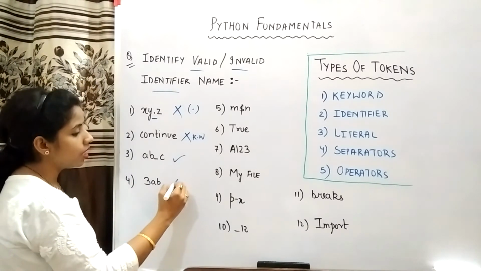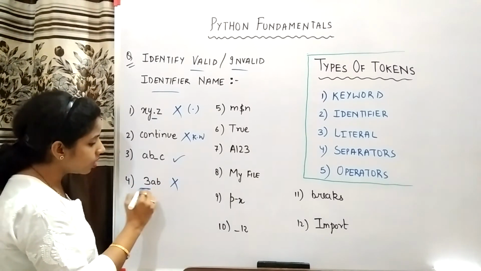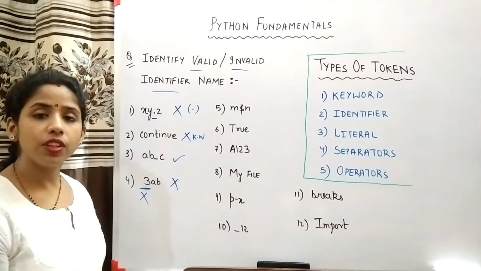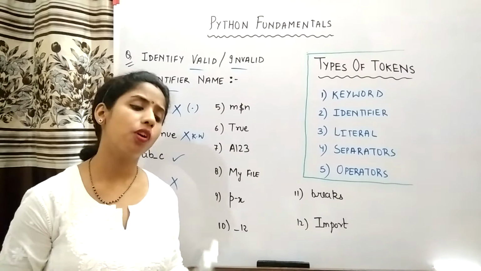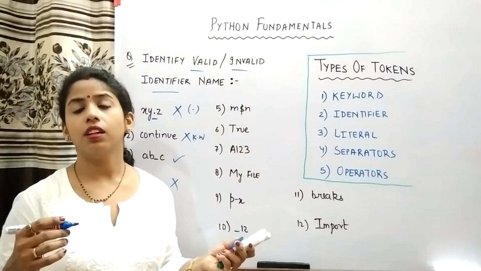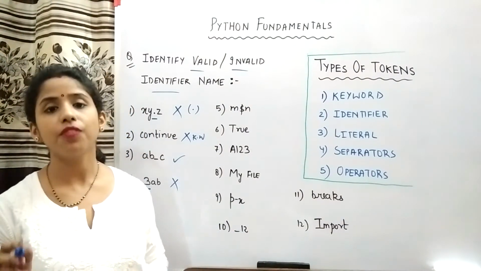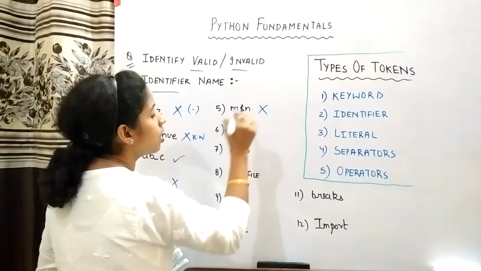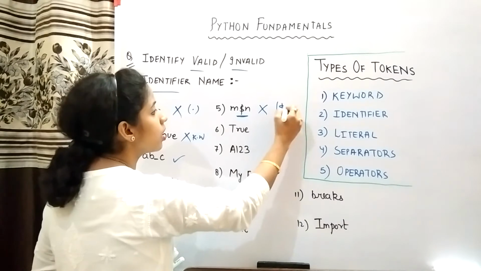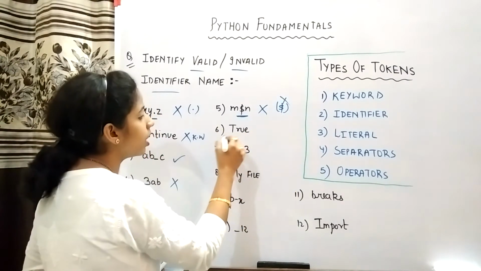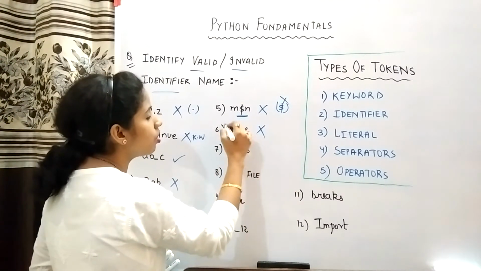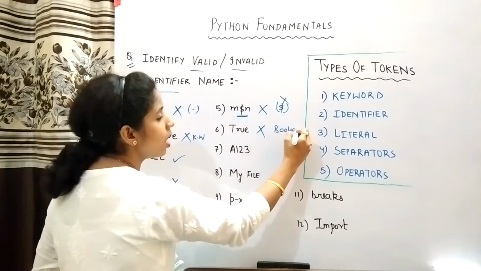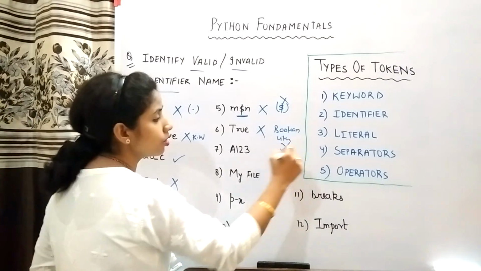Then 3AB, this one is invalid because it is starting with a digit, and you cannot start your identifier name with a digit, although you can have a digit at any place except for the first place. Then this one is again invalid because of this dollar. Dollar is a special character, not allowed. Then this one is again invalid because true is a boolean literal, and boolean literals are not allowed.